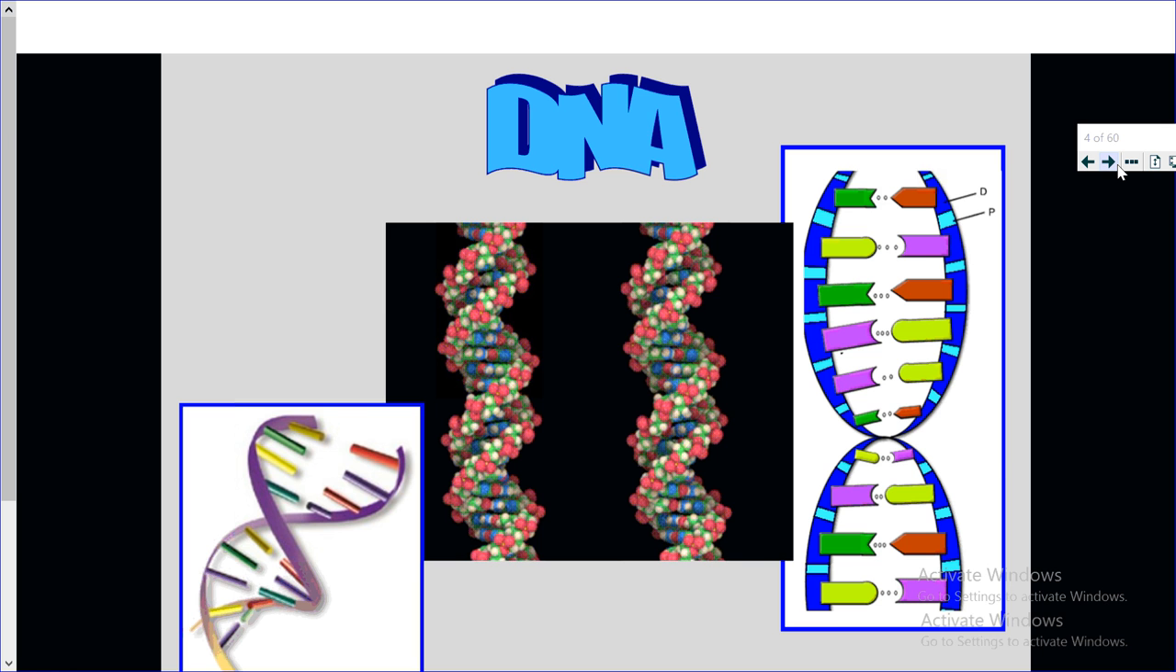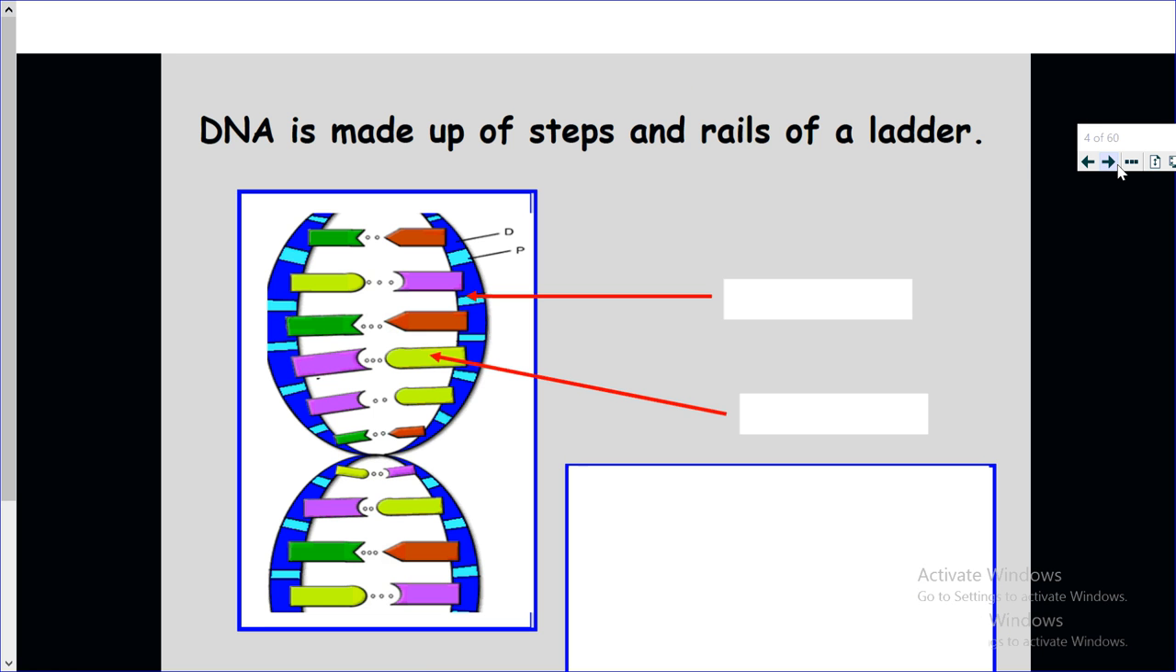A little bit more review with DNA. DNA is made up of steps, the rails and the ladder. This first arrow is pointing to the rails. What is that made of? Sugars and phosphates. That's your rail, and I want you to put next to the word rail, sugars and phosphates. I can give y'all this picture.